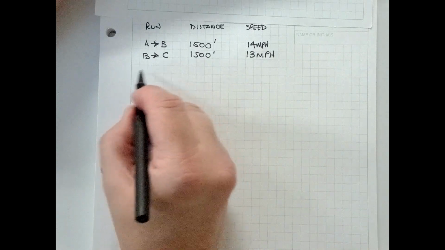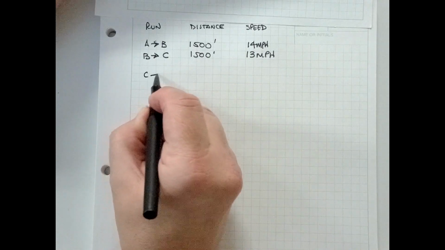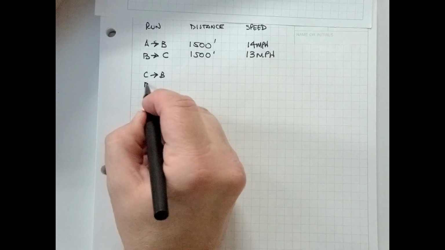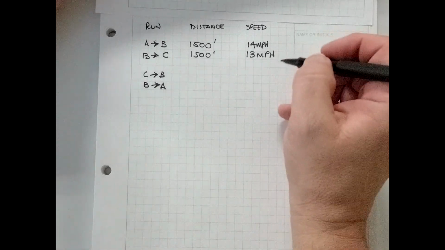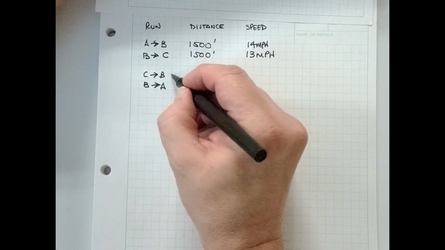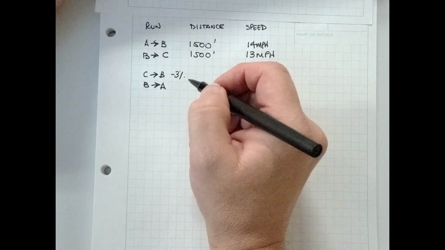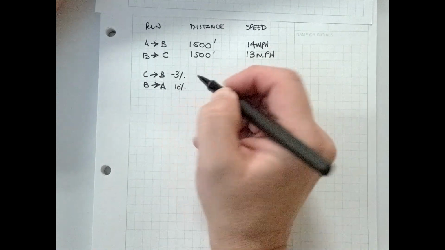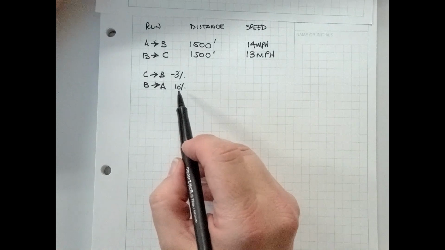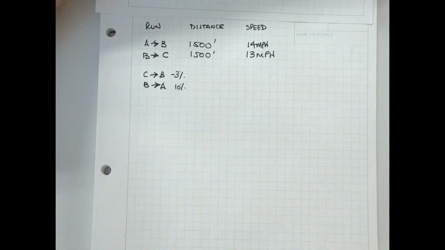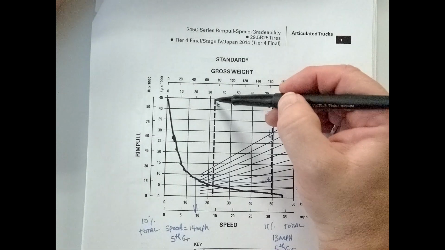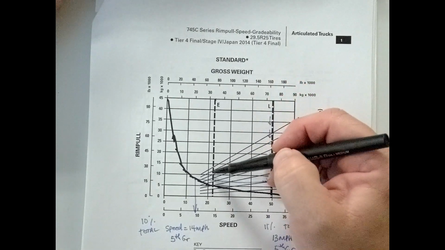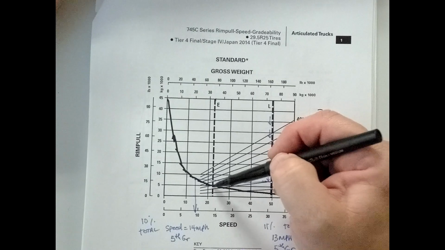If we reverse our run, C to B, B to A, we need to go back and look at the curves because we have a different slope here, right? This is now minus 3%, so a net downhill. This one is still 10%, and that's easy. 10% rolling resistance going up, going down, it doesn't matter except the vehicle is loaded differently. So if we go from B to A, we're empty now. We come down on empty, we hit the 10% value right here.